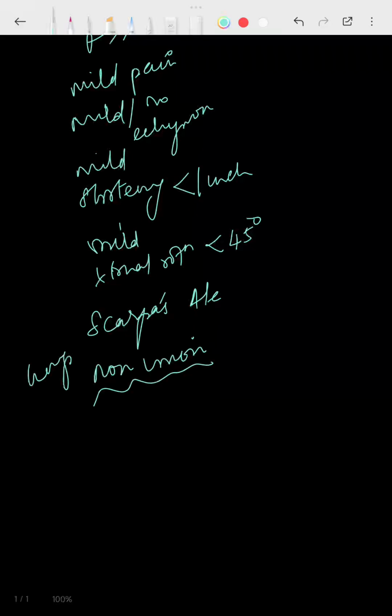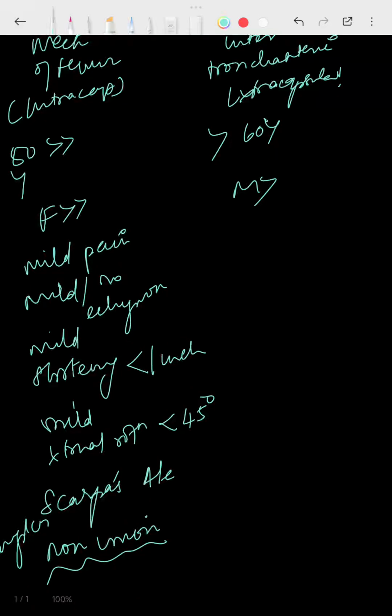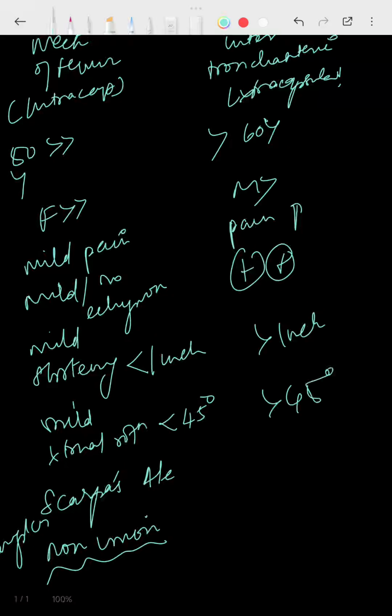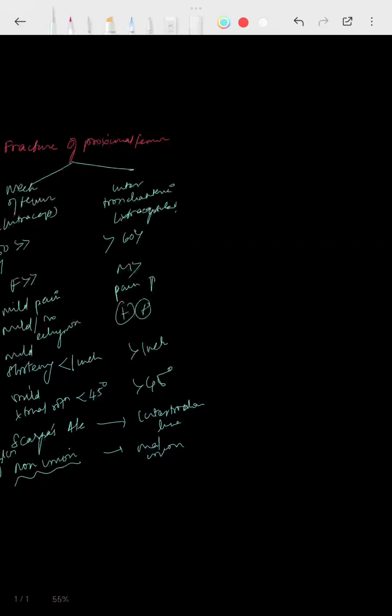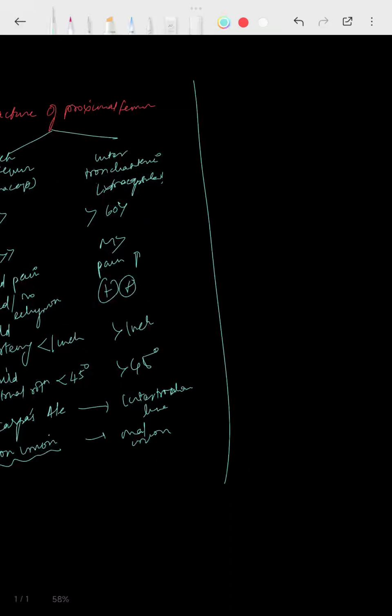Non-union is the complication in neck of femur fracture, whereas in intertrochanteric fracture there is more pain, ecchymosis present, more than 1 inch shortening, more than 45 degree external rotation, pain at intertrochanteric line. Most common complication is malunion, right? So this is your proximal femur fracture differentiation, a small intro. Now classification of neck of femur fracture.